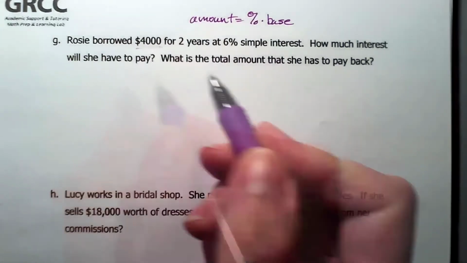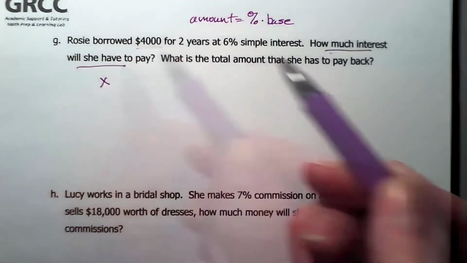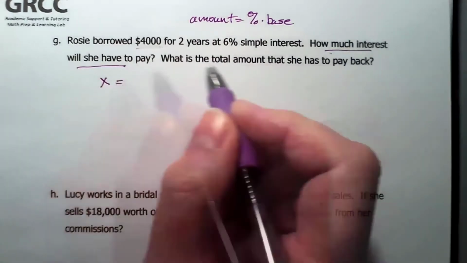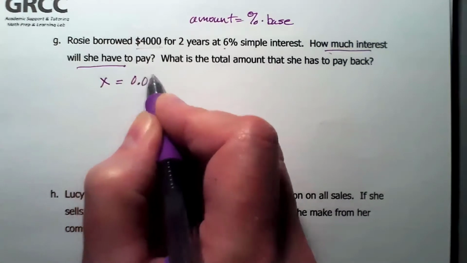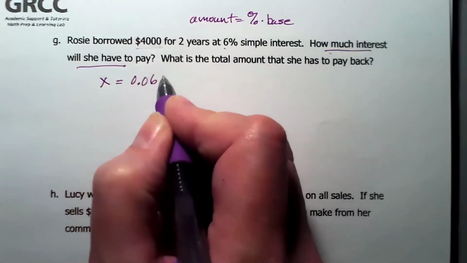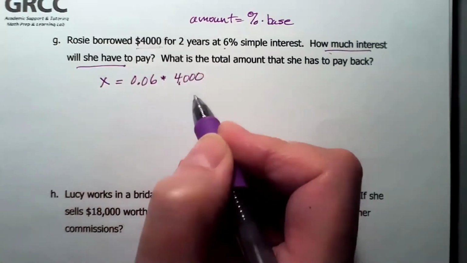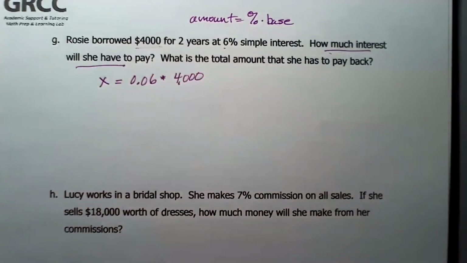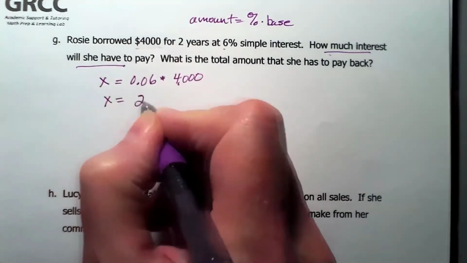So I'm going to be looking for X, which is the amount, how much interest she'll have to pay, equals the percent, which is 6%, which in decimal form would be 0.06, times $4,000. So I simply multiply, and that will give me the interest for 1 year. And we get X equals $240.